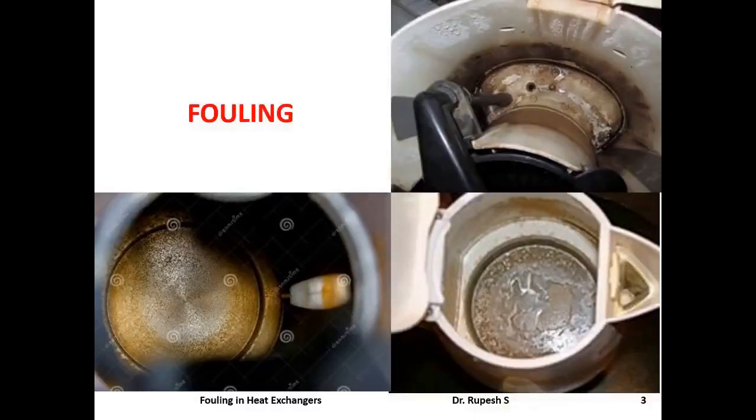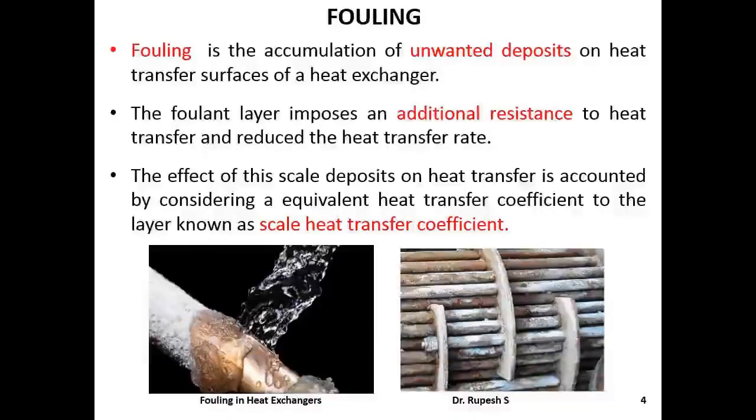In this session, we will deal with fouling pertaining to heat exchanger. What are the various sources and how to estimate the effect of fouling in heat transfer associated with a heat exchanger. In heat exchangers, fouling is the accumulation of unwanted deposits on heat transfer surfaces of a heat exchanger, and the deposits are known as foulant. These deposits cover the heat transfer surface area and act as a barrier. Hence, these deposits impose additional resistance to heat transfer and consequently heat transfer rate is reduced.